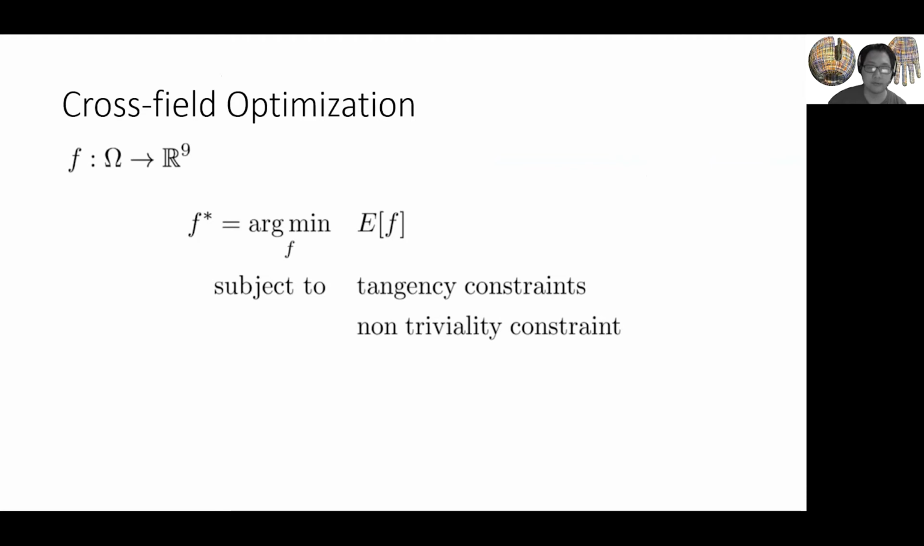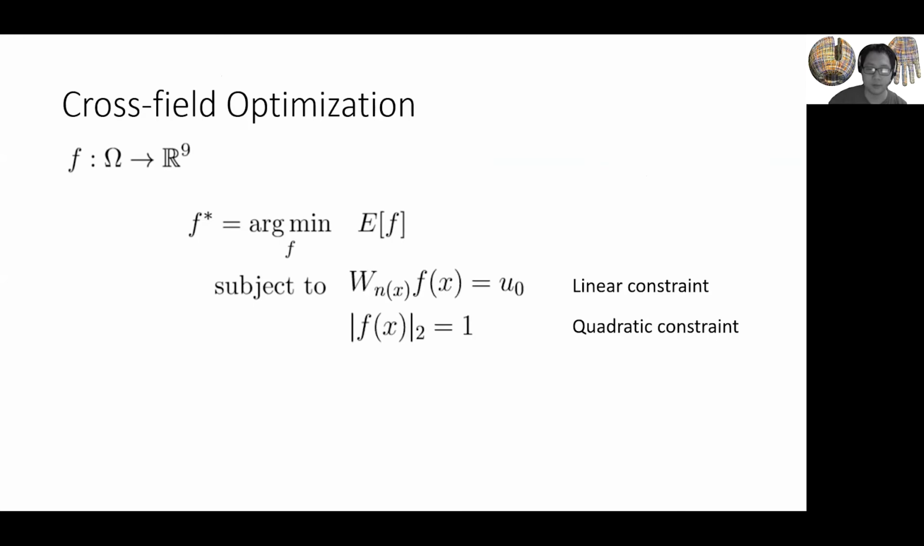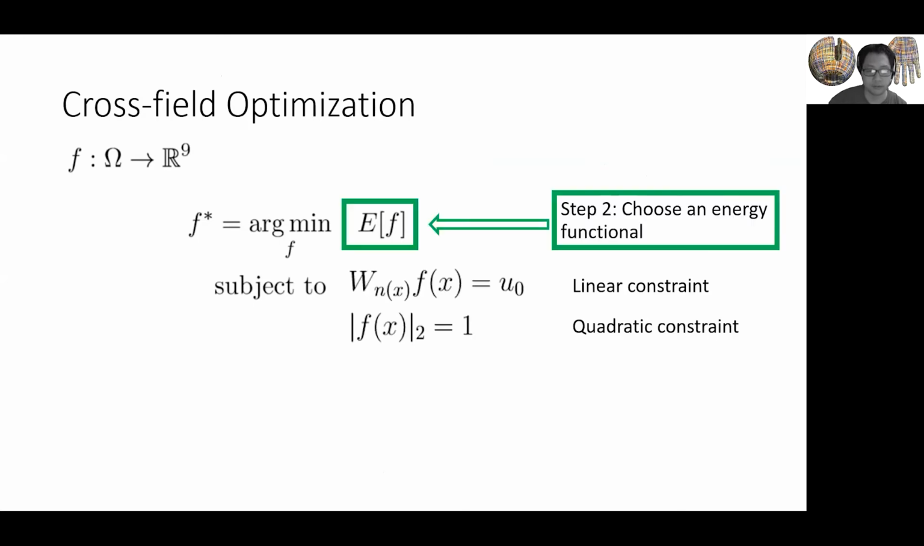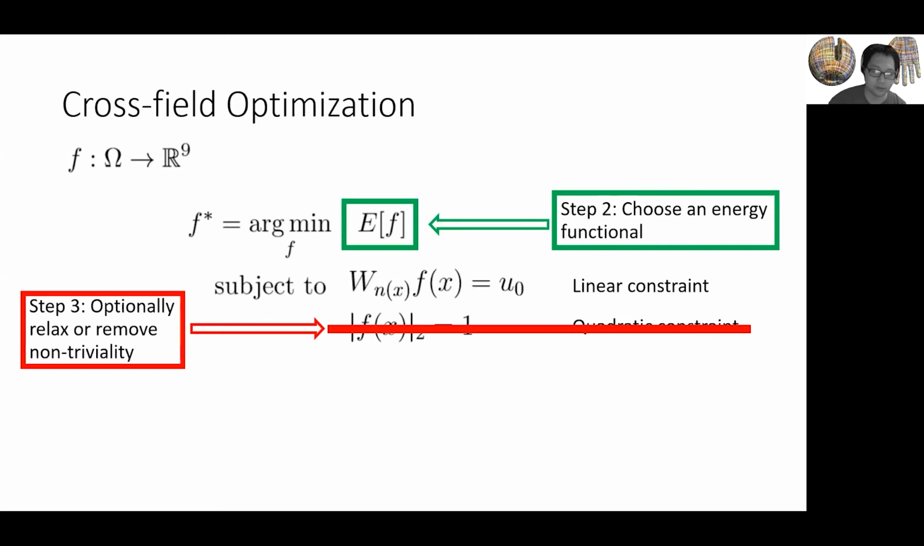Okay, so now we have the form of the tangency constraint and the non-triviality constraint, which is just the linear constraint described earlier and the quadratic norm constraint. And the next step is to choose an energy functional. There are a lot of possible choices here, and I'll go over a class of energies you could use, but before I get to that, I'm going to quickly remove the quadratic norm constraint.